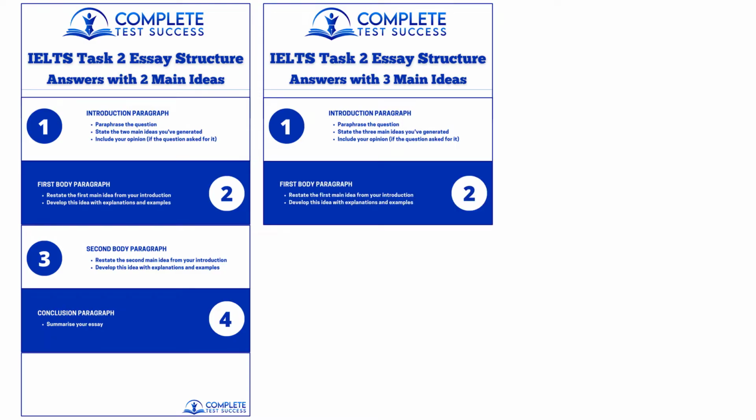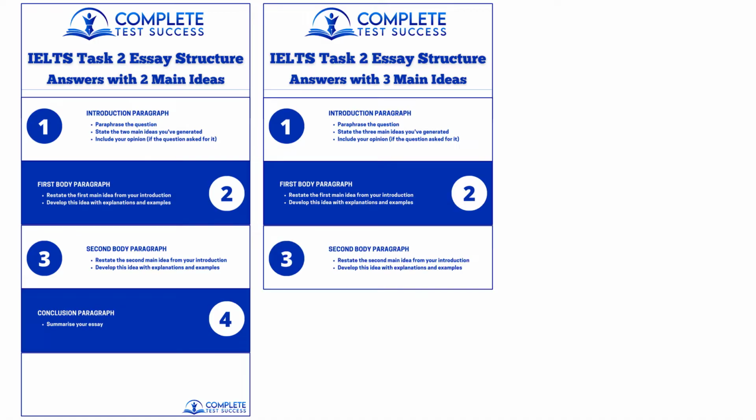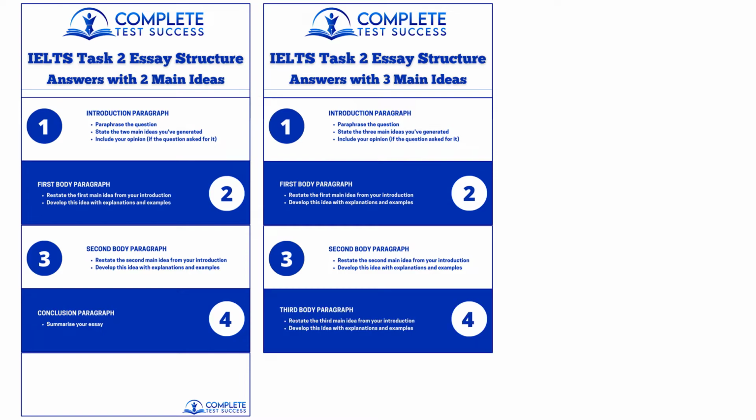Next is the first body paragraph, and as I said previously, it's most logical to include the first main idea that you mentioned in the introduction in this one. Just like before, we'll have a separate body paragraph for the second main idea, and a third body paragraph for the third main idea. And finally, you just summarize everything again in the conclusion.